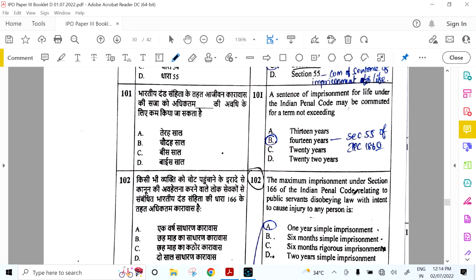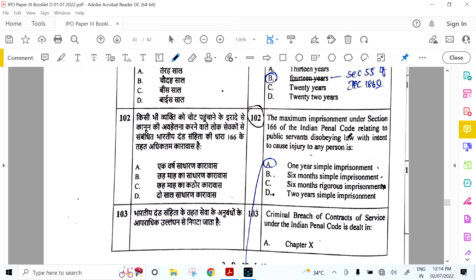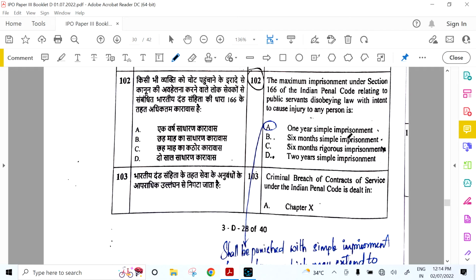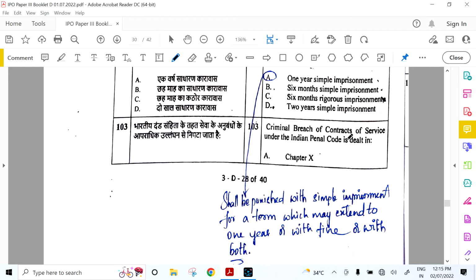Next, a sentence of imprisonment for life under Indian Penal Code can be commuted for a term not exceeding 14 years under section 55 of IPC 1860. The maximum imprisonment under section 166 of Indian Penal Code, which relates to public servants disobeying law with intent to cause injury to any person, is 1 year simple imprisonment. Shall be punished with simple imprisonment for a term which may extend to 1 year, or with fine, or with both.